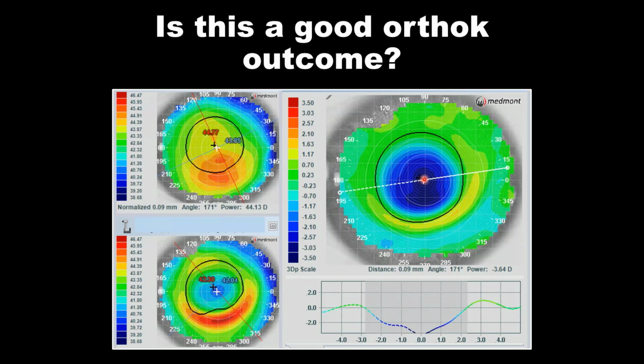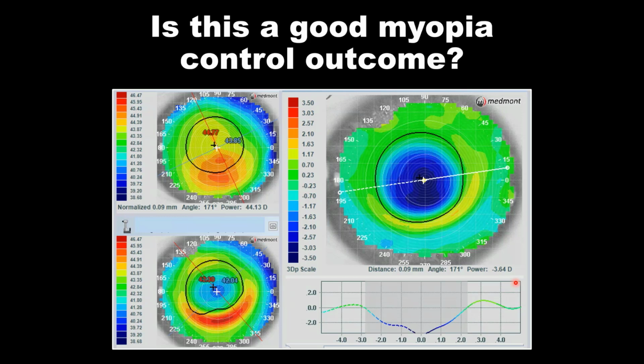We click our cursor on the center, compare the power of the cornea before ortho-K to after ortho-K. With our cursor clicked on the visual axis, we can see this patient has a 3.64 diopter RX change. So this is an awesome orthokeratology outcome. This is exactly what we want.